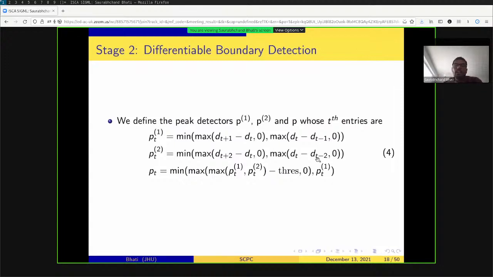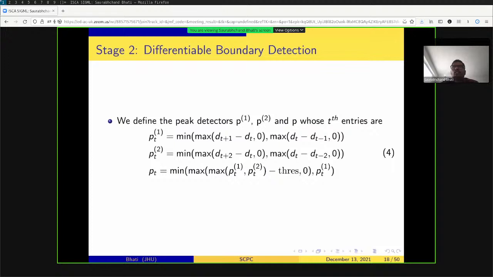And instead of that, we are doing a soft comparison. If dt is higher than t minus 1 and dt plus 1, then pt will be a non-negative positive entry. And if it's lower than either of them, then all of this will evaluate to 0. Now, just looking at t minus 1 and t plus 1 to decide if there's a boundary or not might be noisy. So we repeat the same process, but instead of looking at just t minus 1 and t plus 1, we now look at t minus 2 and t plus 2. So the idea is the same.